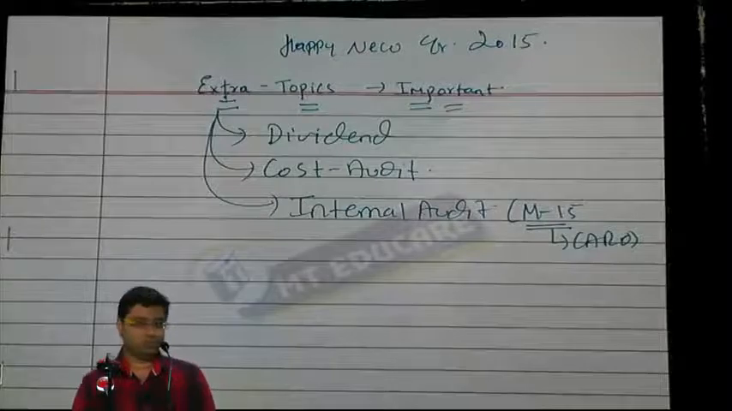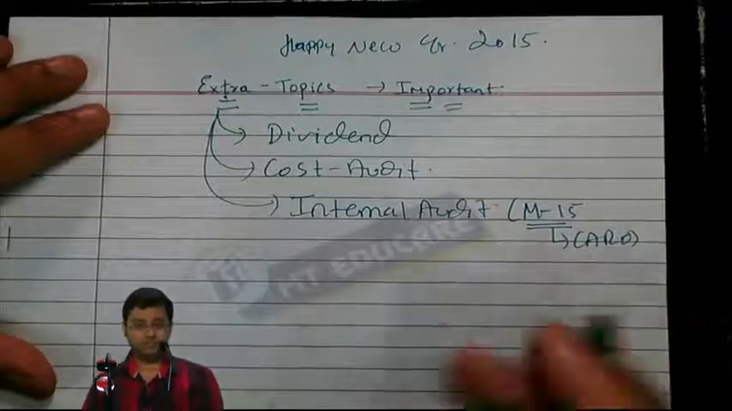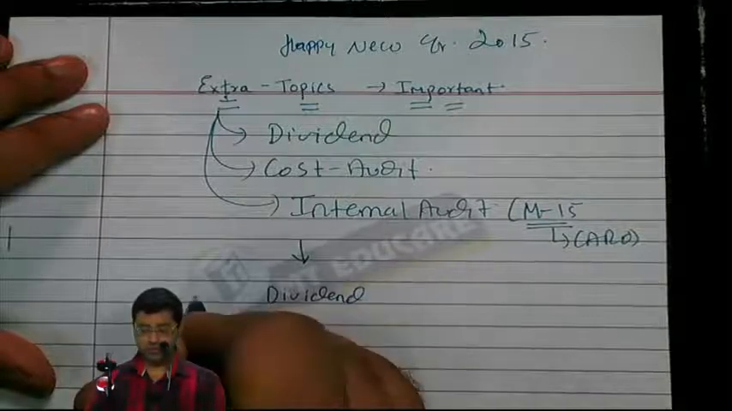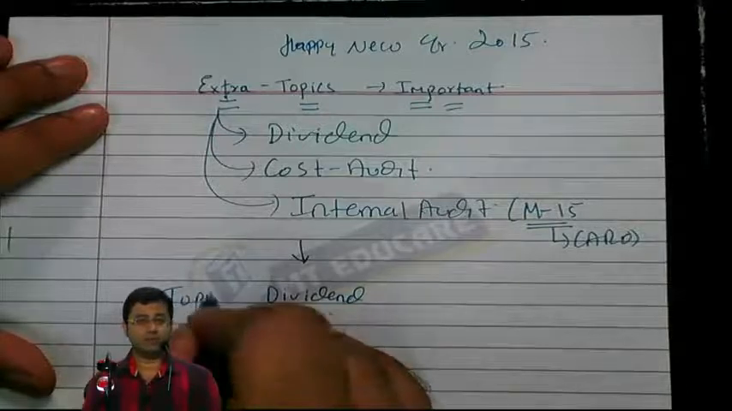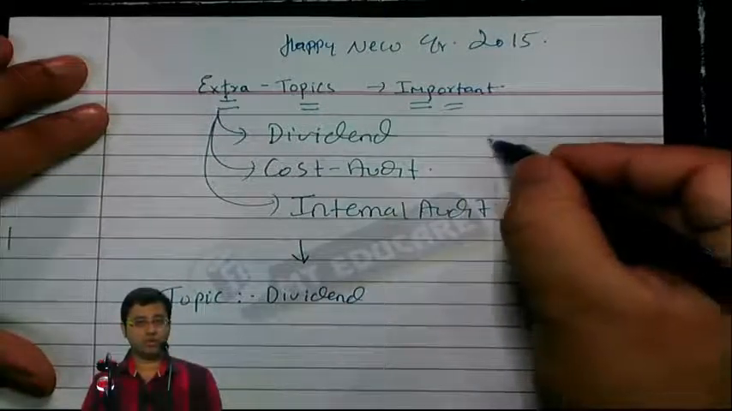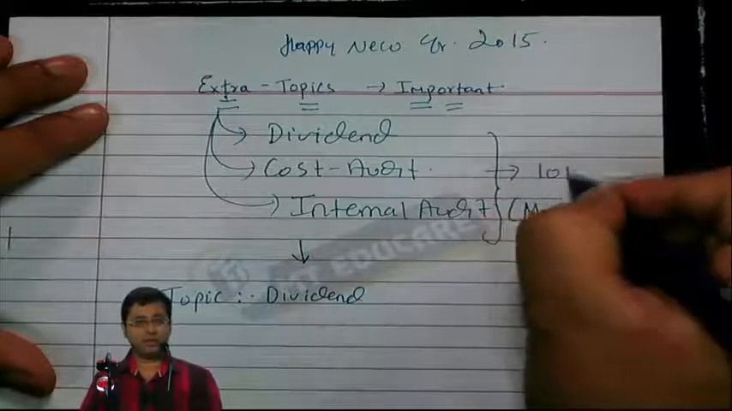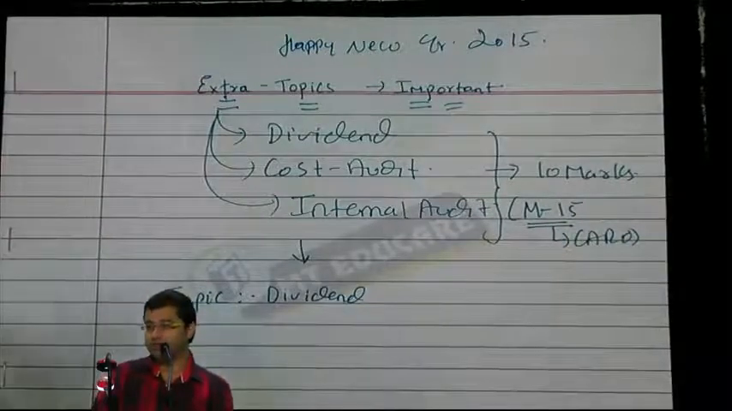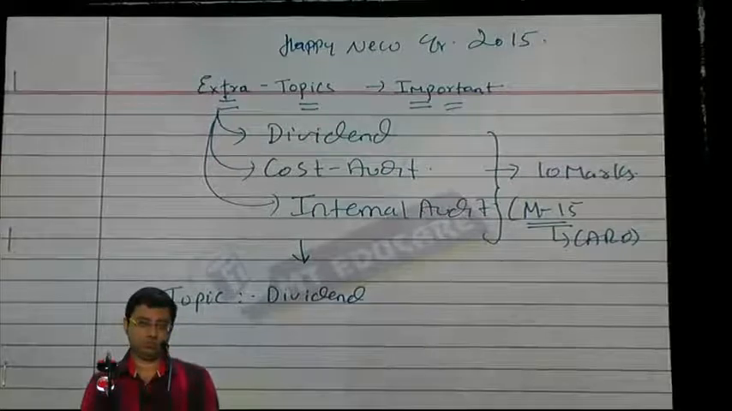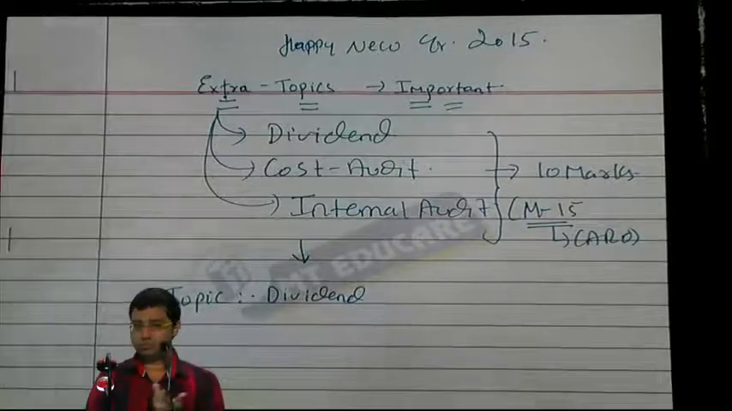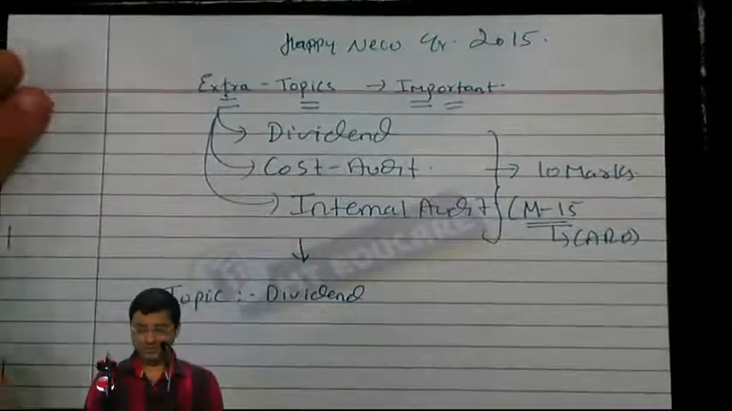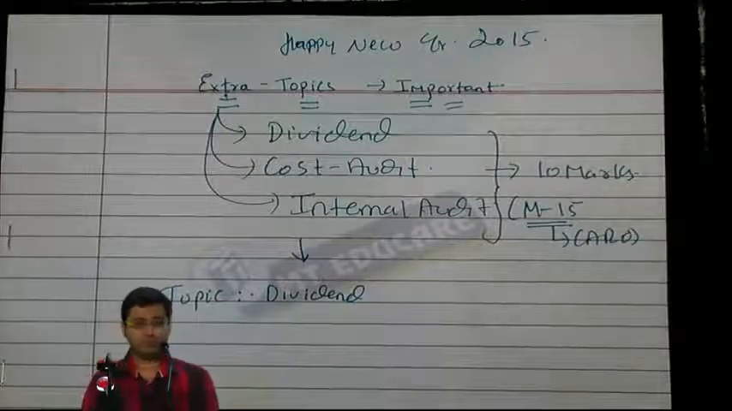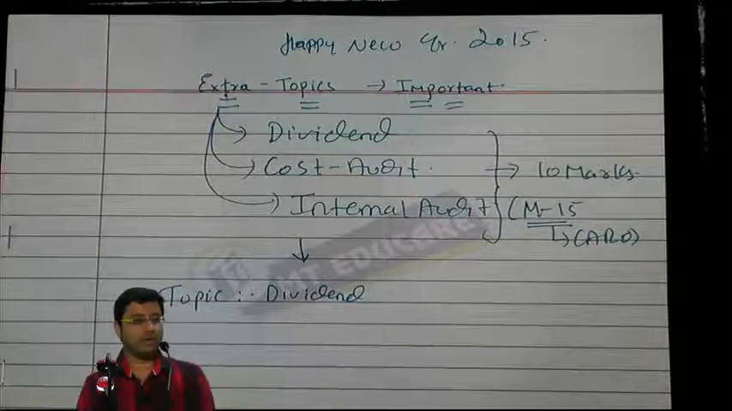Okay, can I proceed now? Pay attention. Now when it comes to dividends, I want to discuss a few things with you. So please give a small topic called dividend. You should concentrate on these areas as they may come in the exam for 10 marks. CARO won't be coming, so I am announcing it, so please don't study CARO. Please write down the heading: dividends, cost audit and internal audit.